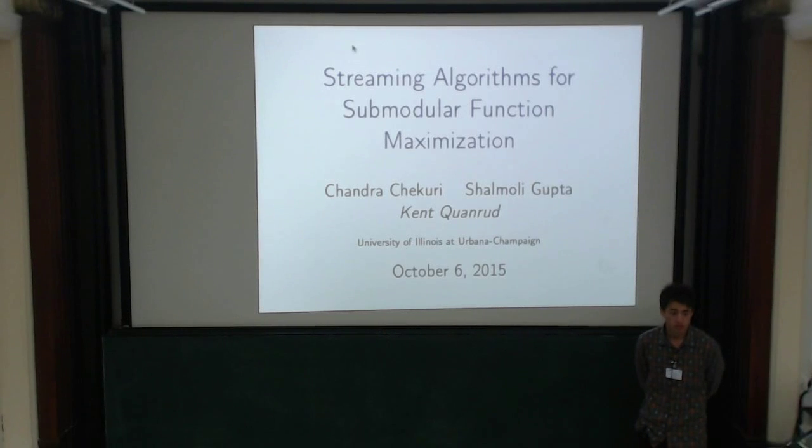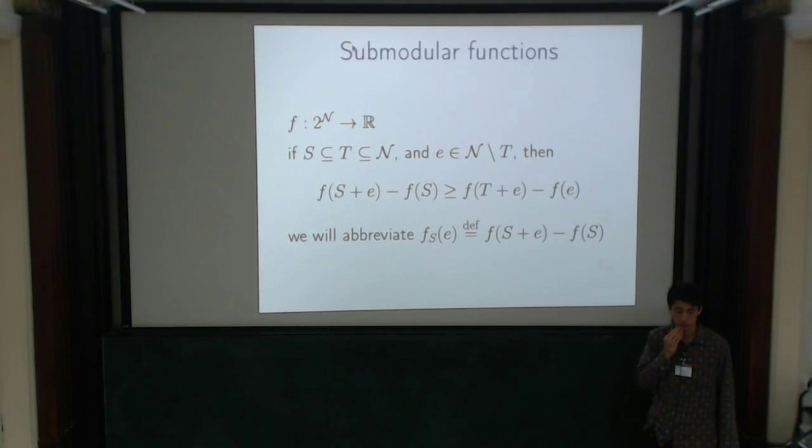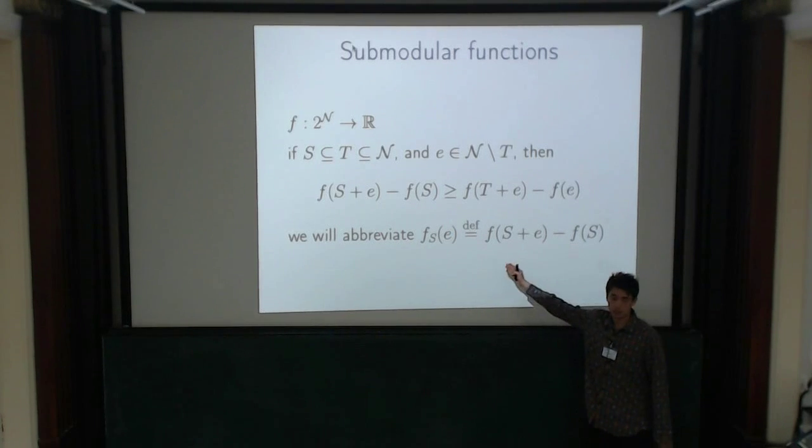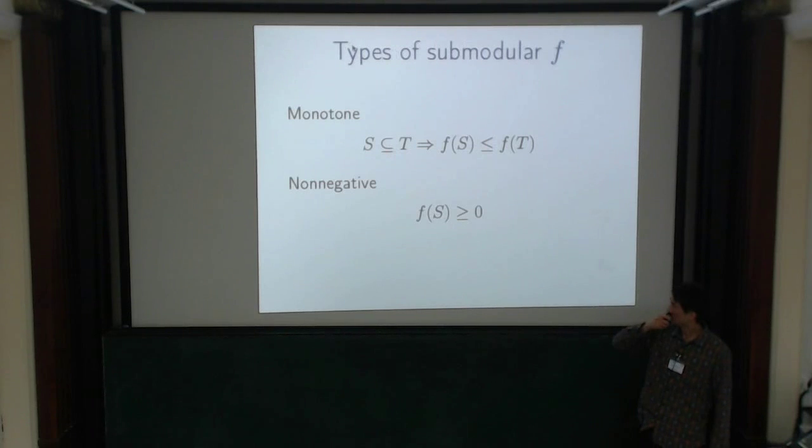Maximizing submodular functions in streaming settings. Okay, so the definition we've seen so many times now. Submodular functions exhibit diminishing returns. In particular, I'm going to use this notation a lot for the marginal value, where f sub s of e will denote the marginal gain of adding e to s. Okay? Okay, good. And within that, submodular functions, I'm going to talk about monotone functions and non-negative functions.